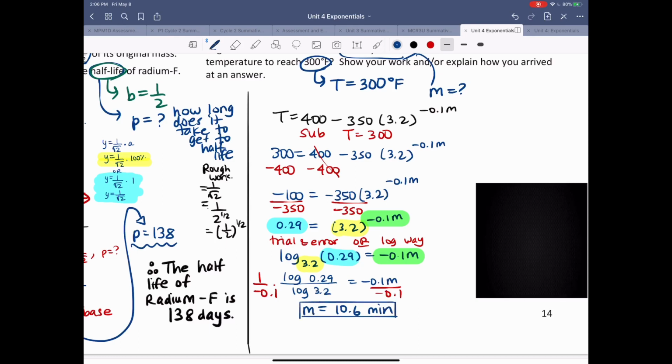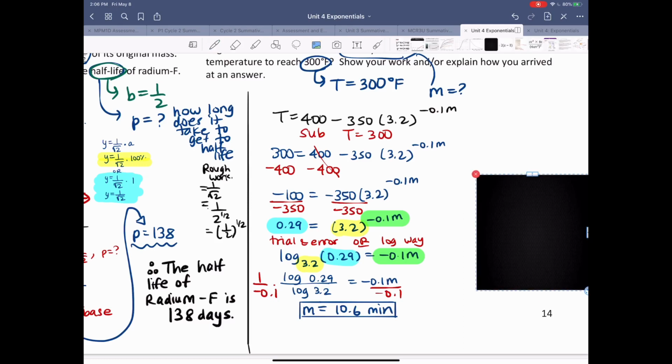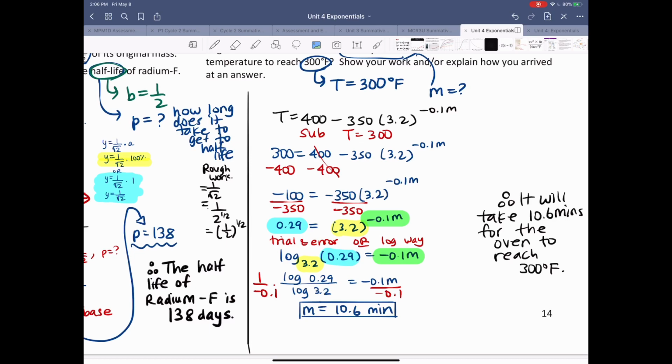Very important that you are getting this actual value on your calculator, because if you're inputting it the wrong way, the numerator and denominator is interpreted differently, brackets are missing or whatever. If the way you're inputting it is wrong, you might be getting different answers. So I do invite that you try this out on your calculator, especially for our notes, and then you're getting that exact answer. And therefore, it will take 10.6 minutes for the oven to reach 300 degrees Fahrenheit.